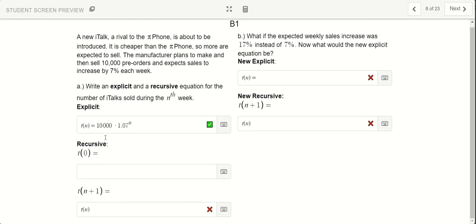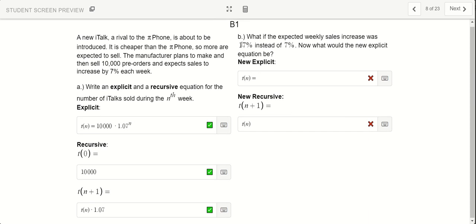The recursive equation is going to be similar. Again, during week 0, I start at 10,000. I'm going to take what I had before and keep multiplying by 1.07. So take what we had before and multiply by 1.07, and that'll give me the next term.